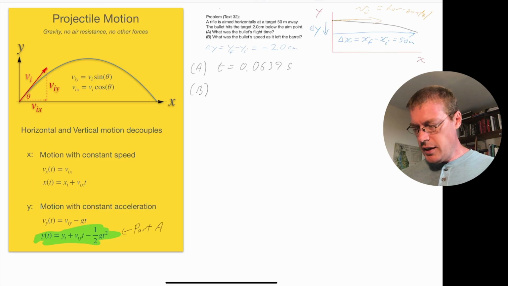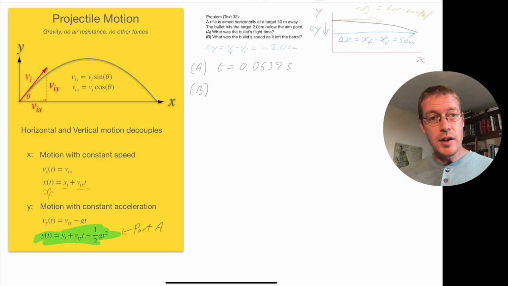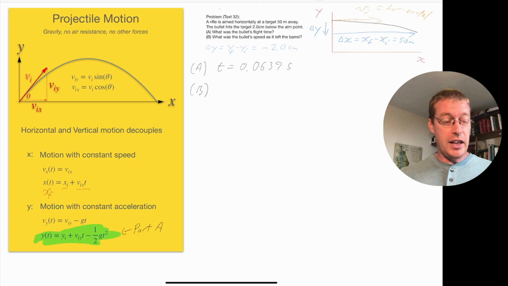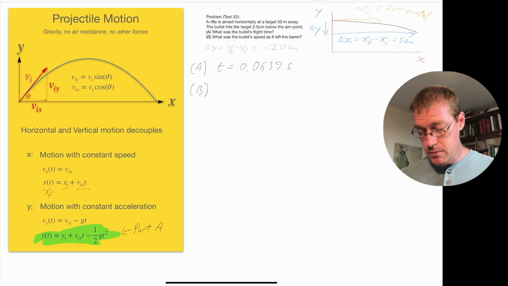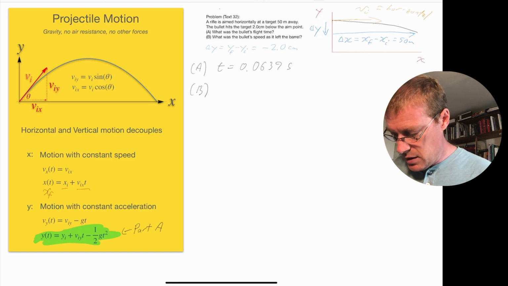So if I think about the final time, this is just x final, this is x initial, that's the initial velocity times time. Well, hey, we know everything in that equation except for the initial velocity, which is exactly what we need to solve for in this problem. So we're more or less done. So I just write this as x final minus x initial equals v_ix t.